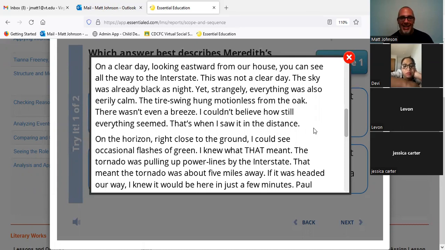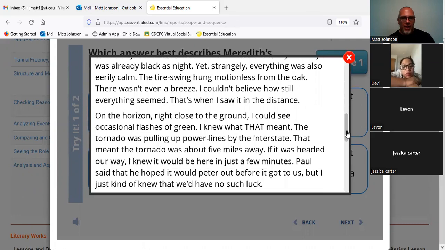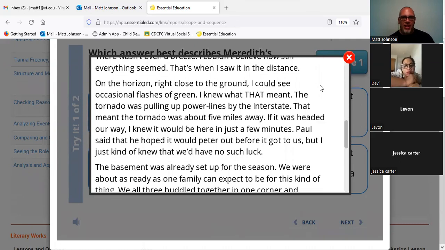That's when I saw it in the distance. On the horizon, right close to the ground, I could see occasional flashes of green. I knew what that meant. The tornado was pulling up power lines by the interstate. That meant the tornado was about 5 miles away. If it was headed our way, I knew it would be here in just a few minutes. Paul said that he hoped it would peter out before it got to us, but I just kind of knew that we'd have no such luck.